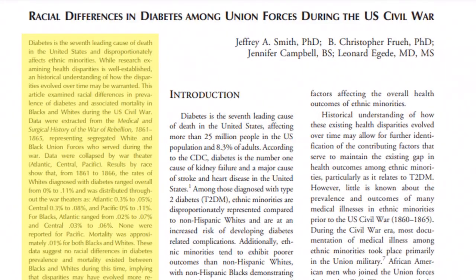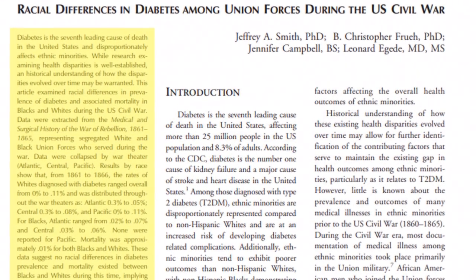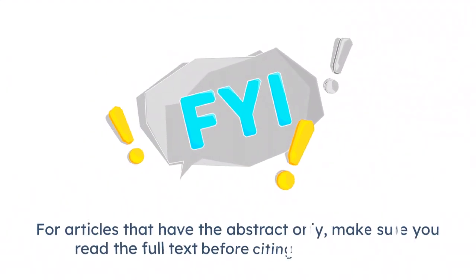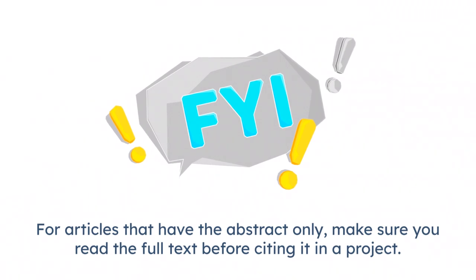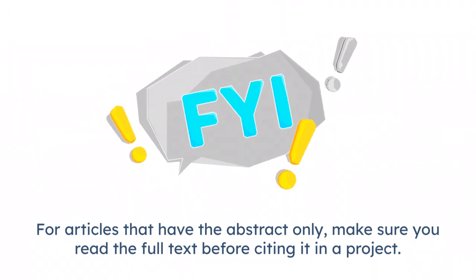The abstract is a short summary of the article. Read through it to decide if it's worth reading the whole article. In some databases, only the abstract is available, and you can't get to the whole article. You never want to cite an article if you haven't read the whole thing.